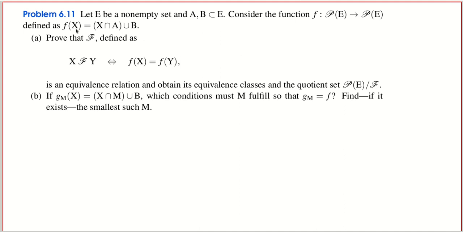Now we take this function to define a relation. You define the relation this way. The relation is called f. X is related to y if and only if f of x is equal to f of y. Right? And then we have to prove that this is an equivalence relation and then obtain the equivalence classes and the quotient set. Then we have to do a part B, but we will come to that later. So let's go to this. Let's try to prove this first.